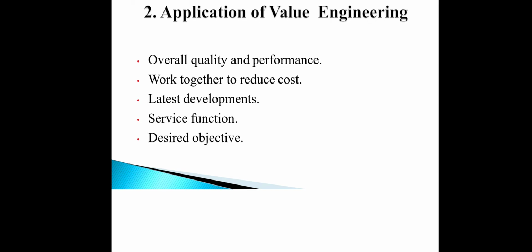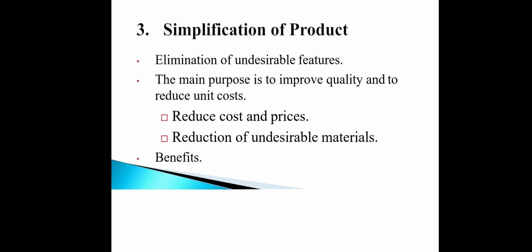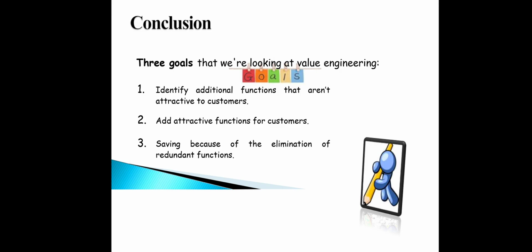The second one is the application of the value engineering process: overall quality and performance work together to reduce the cost, along with the latest development, service function and desired objective. Then the next one is the simplification of the product, eliminating the undesirable features. The main purpose is to improve the quality and to reduce the unit cost. Reduce the cost and process, and reduce undesirable materials. These are the simplification of the product process.